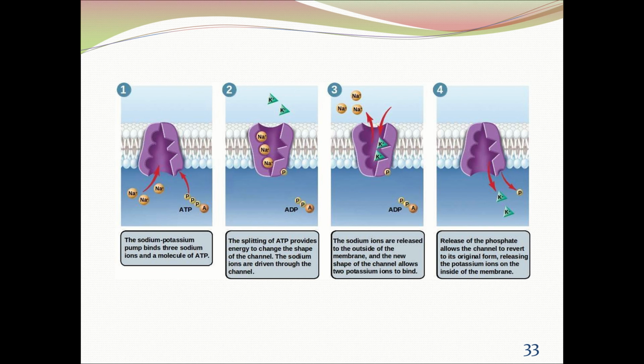In step 3, the sodium ions are released to the outside of the membrane, and the new shape of the channel allows 2 potassium ions to bind. In step 4, the release of the phosphate ion allows the channel to revert to its original form, releasing the potassium ions into the inside of the cell membrane, or the cell. Notice that the pump is now open to the inside once more, and the cycle can repeat itself as 3 new sodiums will come in and bind to the sodium-potassium pump, as will a molecule of ATP.